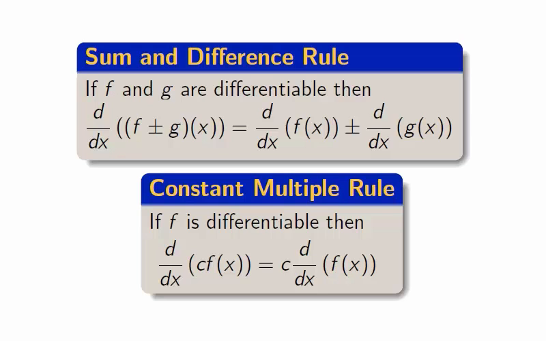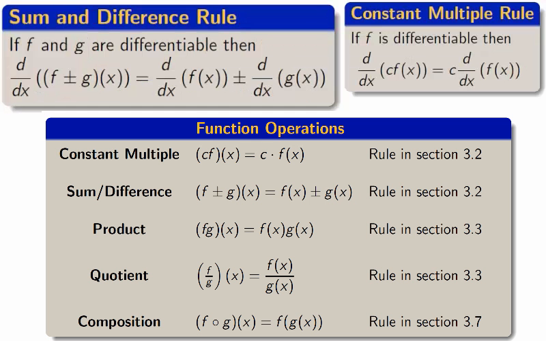You can multiply a constant in a function before or after you take a derivative, and the result will be the same. In the next section, section 3.3, we look at the derivative of products and quotients of functions. While in section 3.7, we look at the derivative of composition of functions. The differentiation rules deal with derivatives of functions constructed from basic functions. But what are the derivatives of the basic functions?